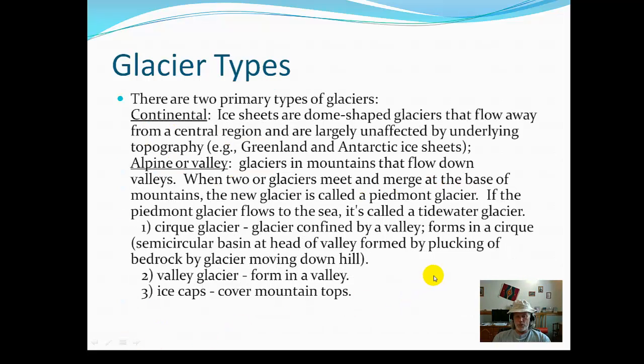The only thing you really need to know about glaciers, the general types, are continental and alpine or valley. The continental are ice sheets. Think of those of Greenland and Antarctica. And alpine and valley glaciers are those that, as you would expect, are in the mountains. Those are the ones you think of classically. Think of the Alaskan ones.